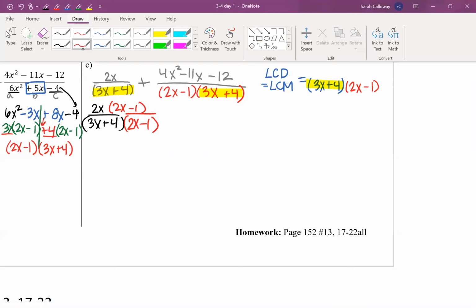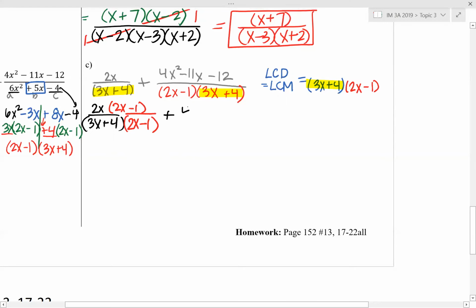Because now both of my denominators have a 2x minus 1 and a 3x plus 4. So I'm just going to rewrite the second fraction so that we can see both of them now have the same denominator. The numerator for the first one, though, is not simplified.